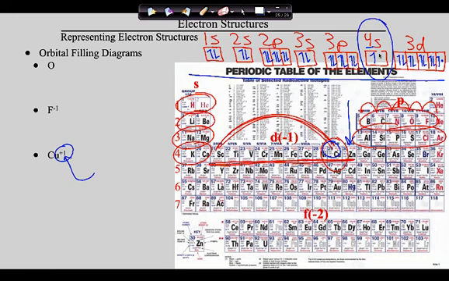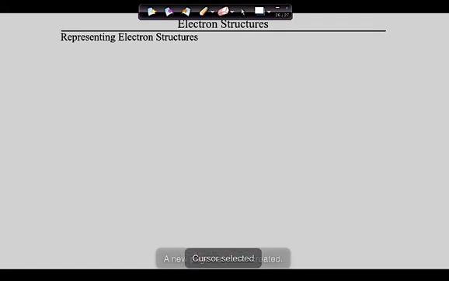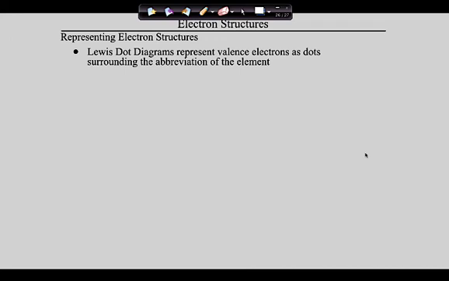So there you have it. We have a sense of how to do orbital filling diagrams. We understand the order that the sublevels fill. We now know how to represent electrons as arrows and how to handle this not only for neutral atoms but also for ions. We're now going to shift gears and talk about Lewis dot structures. Lewis dot structures or Lewis dot diagrams are much simpler than orbital filling diagrams.